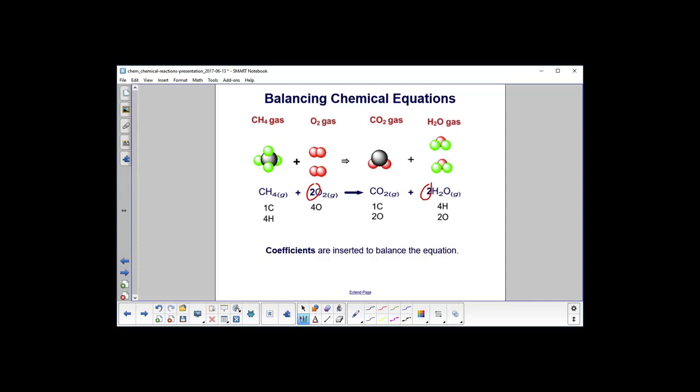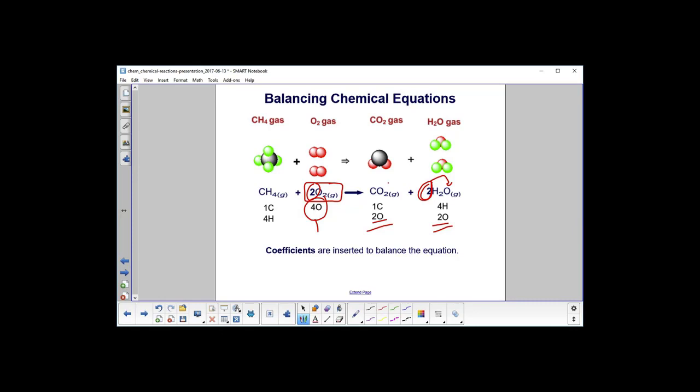So the first thing I'm going to do is multiply this by 2, and you can see the 2 there in the circle. So that now gives me 4 oxygens. Okay, that's pretty good, but I only have 3 on the right side. How can I make that equal 4? Well, that's where this 2 comes in. So now I have 2 oxygens, a total of 4 oxygens. I have 2 there and 2 there. So that's good. 4 oxygens on the left, 4 on the right.